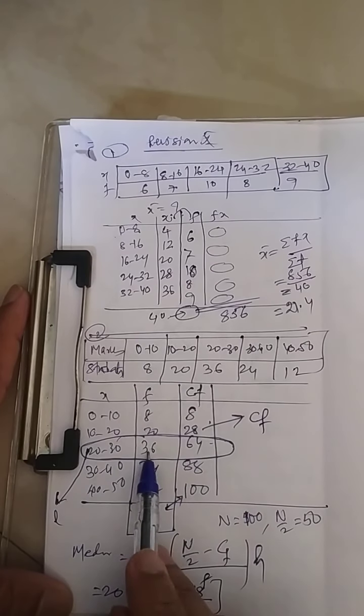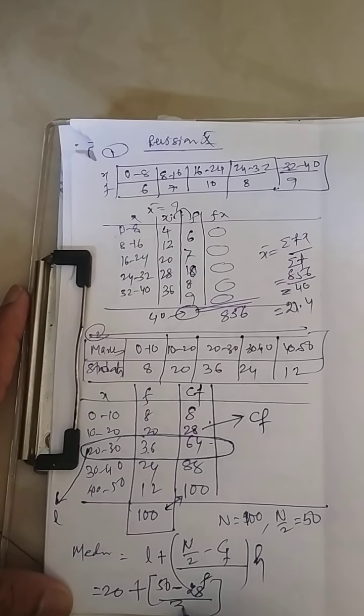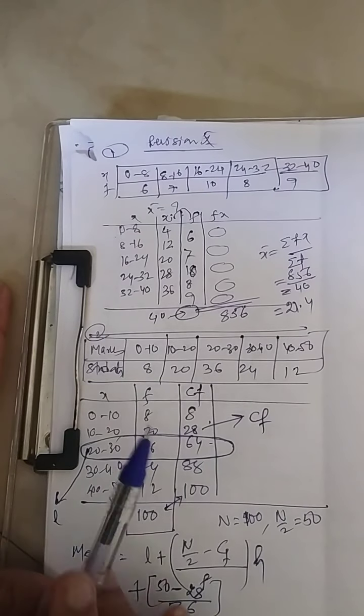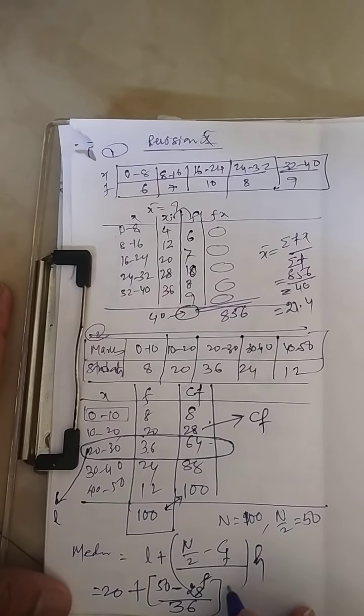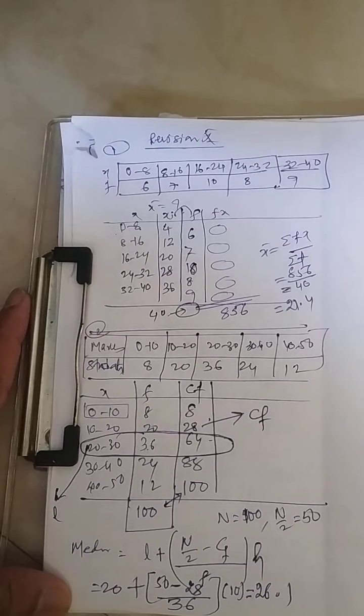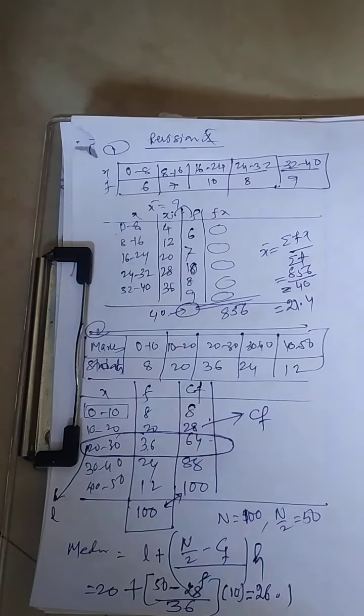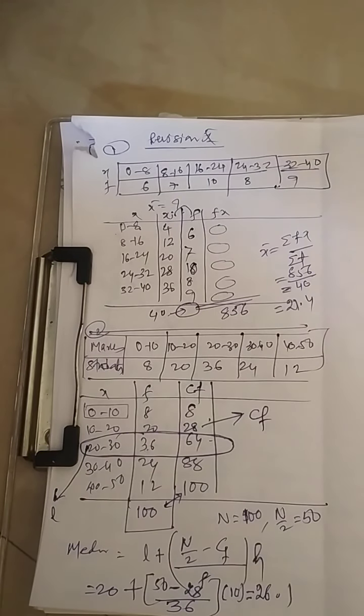Divided by the frequency of the same highlighted box. It will be 36. Class mark you will be getting from here. H value is nothing but 10. So if you simplify, you will get 26.1, which is nothing but the median. So you should be comfortable with all the previous topics. That's why we are revising this.